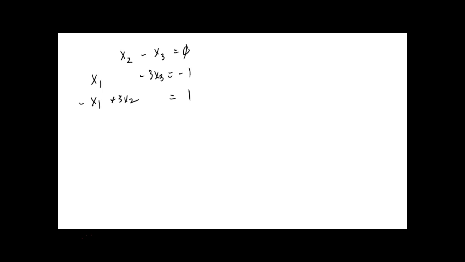And what do you get then? You got 0 here. Got 3x2 minus 3x3 equal to 0. And then you compare that with that, and this one would be just 3 times what that is, right?